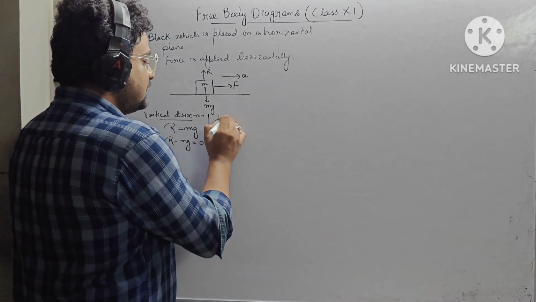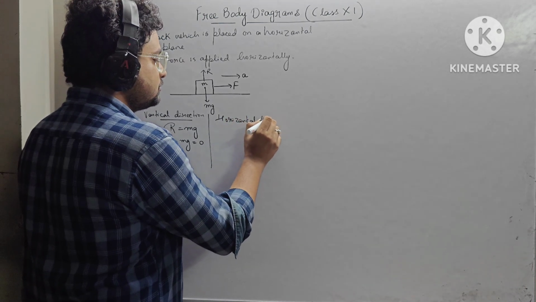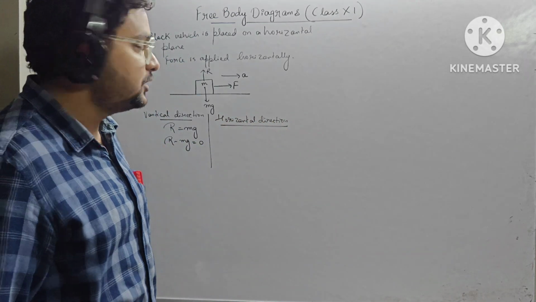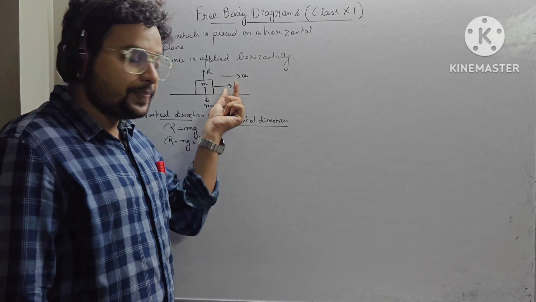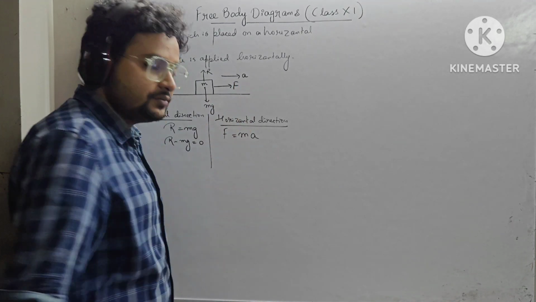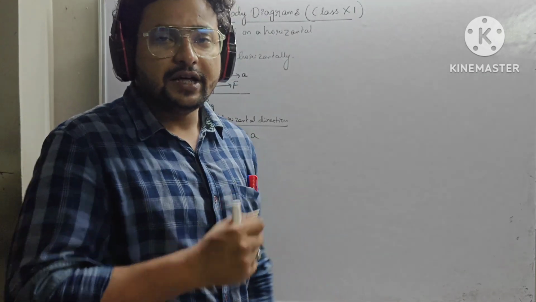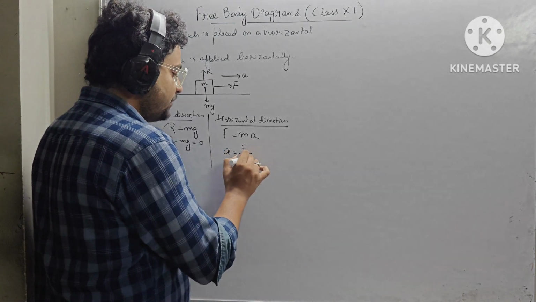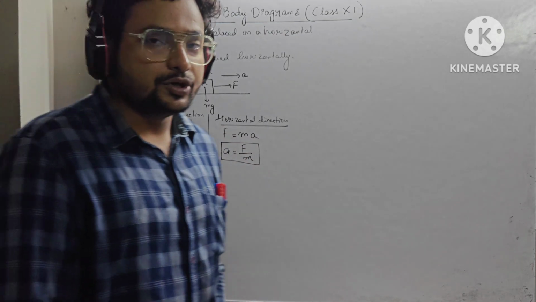Now see, in the horizontal direction, only one force is there, F. And we know F is always equal to mass into acceleration. This one, as I said earlier, you can derive from Newton's second law. So from here we can write acceleration will be F by m. This will be the acceleration which is produced in the body.